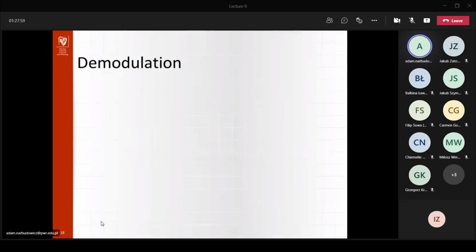Okay, so now the question is how to recover the signal. We made the amplitude modulation, we created the high frequency signal, and we transmitted it over some distance. We used the link budget equation to calculate the received power. Now we want to do the demodulation, from the high frequency signal to the lower frequency that we can process in our electronic circuit. So what should we do, or how can this be done? Any ideas?